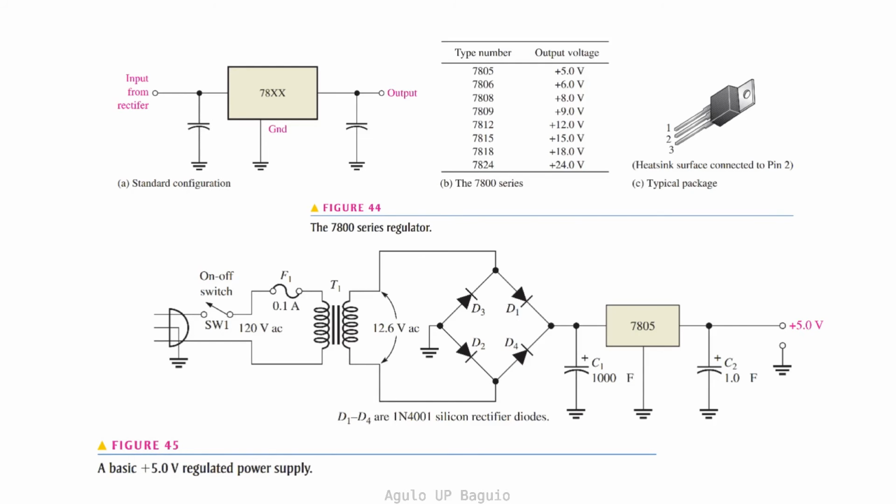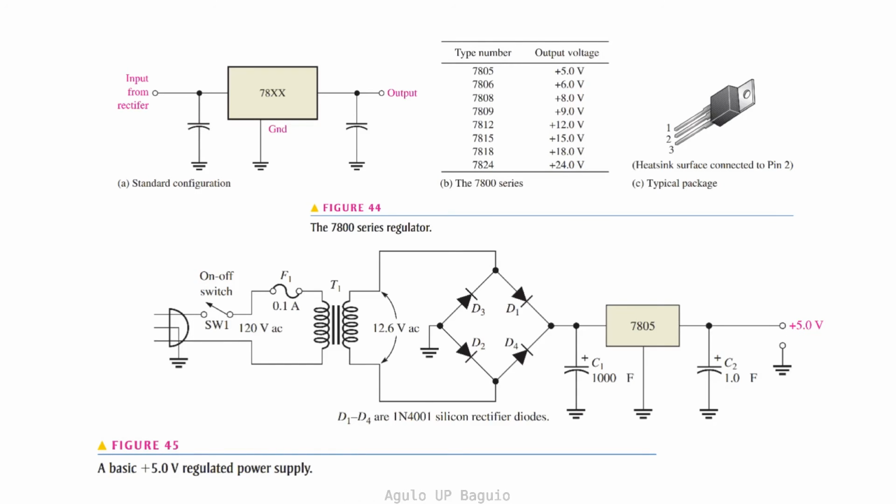Combining everything that we've learned with diodes, we can now build a power supply. Figure 45 shows an example of a basic circuit of a plus 5 volt regulated power supply. At the leftmost part of the figure, you can see the schematic representation of a power cord that is also grounded. A switch SW1 is present and connected along one branch of the circuit. The fuse F1 is also connected in series with the switch.